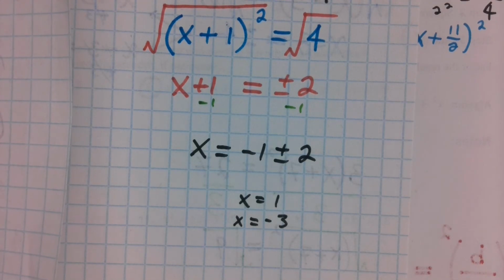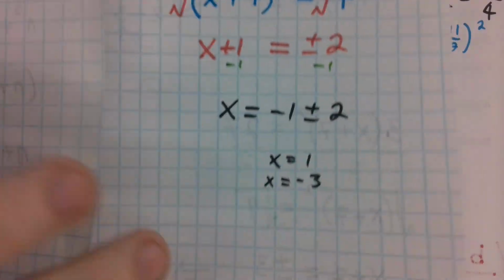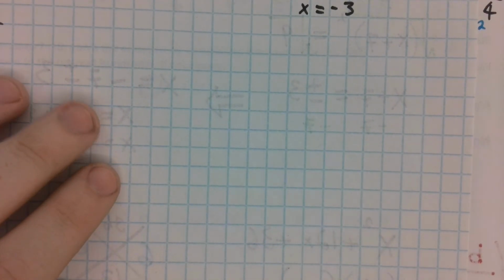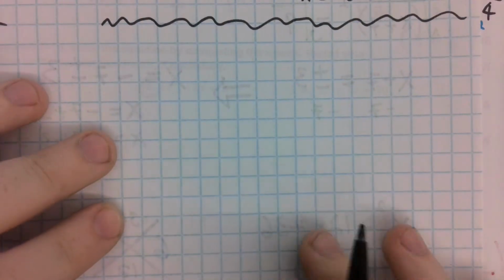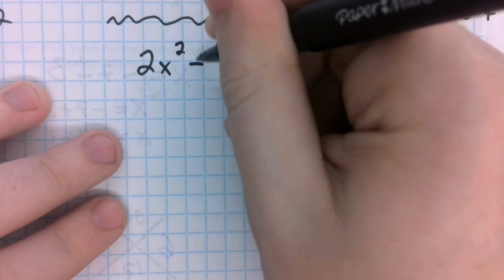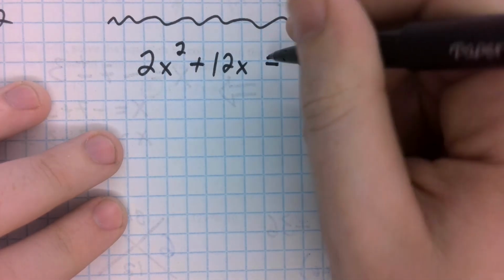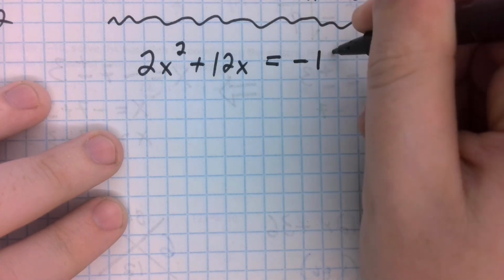Now, there are some problems that are a wee bit tougher. What if I gave you a problem that has an a value? What do I mean by that? Let's say we had the following. Let's say we had 2x squared plus 12x equals negative 10.